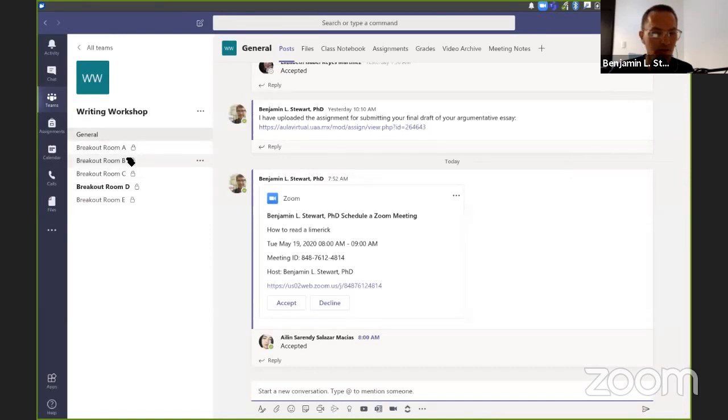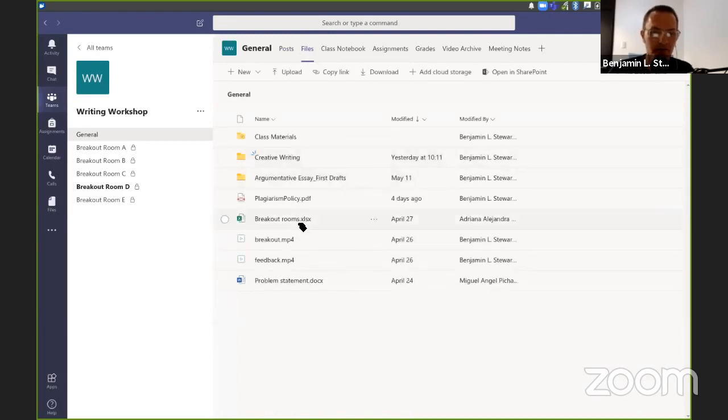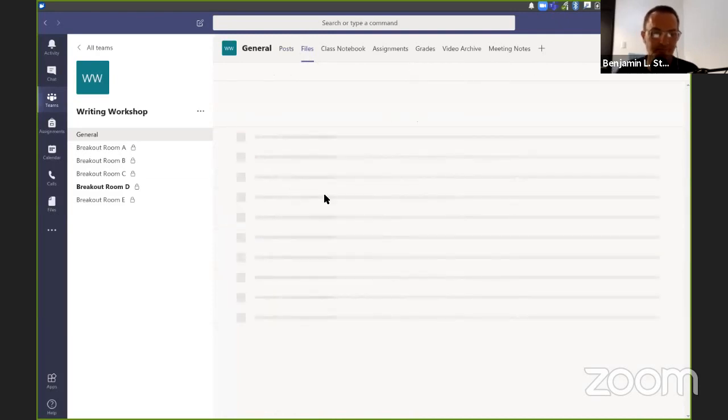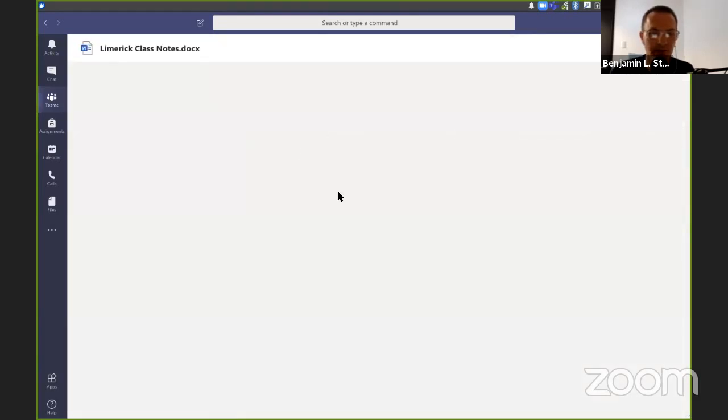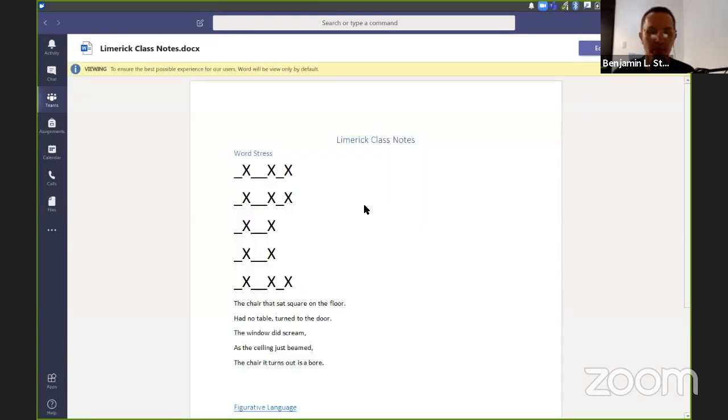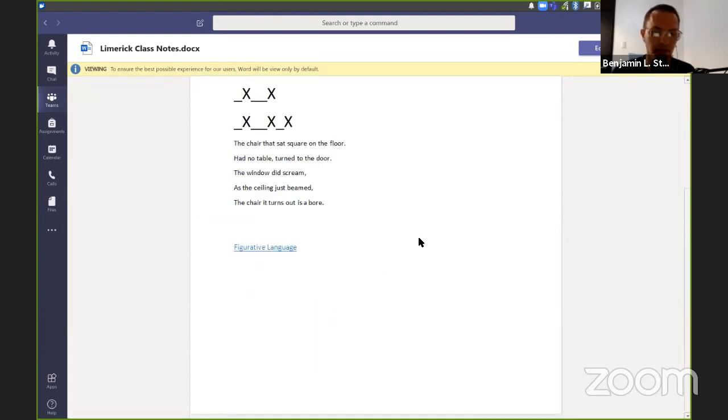All right. Well, we're going to go into Microsoft Teams under Files. I'm going to open up a document here under Creative Writing, Limerick Class Notes. So yesterday we looked at certain characteristics of a limerick. And I'd like to begin today by summarizing again what we talked about yesterday about what is characteristic of a limerick. Okay, so let me just put some notes down here at the bottom. What do you think? What's one thing we need to think about when we're writing a limerick?